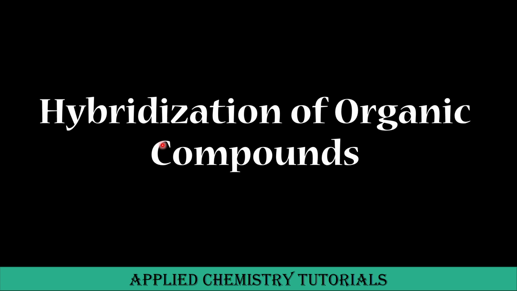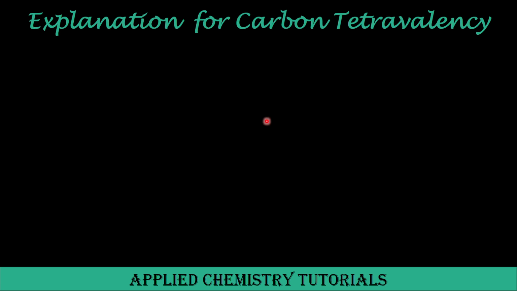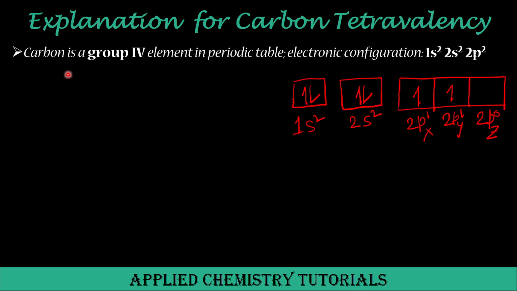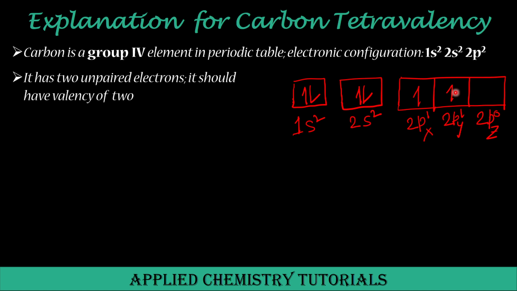Today we'll talk about hybridization of organic compounds. Organic compounds are mostly carbon compounds, so we'll start with an explanation for carbon tetravalency. Carbon is a group 4 element in the periodic table. Its electronic configuration is 1s2, 2s2, 2p2. So it has two unpaired electrons, so it should have a valency of 2.